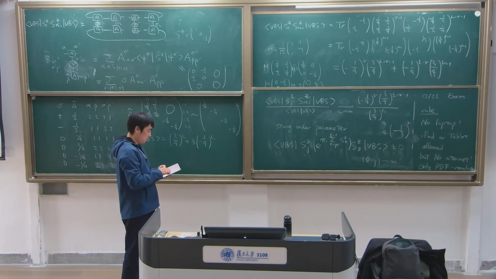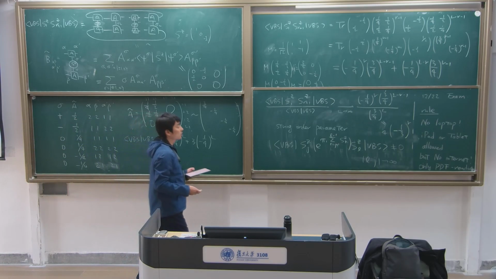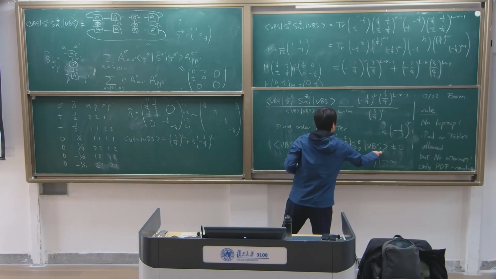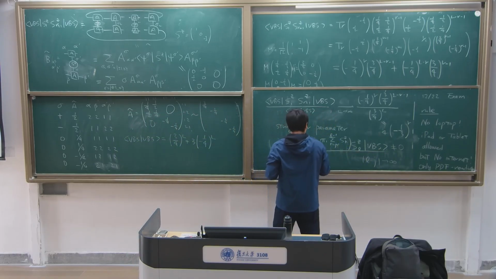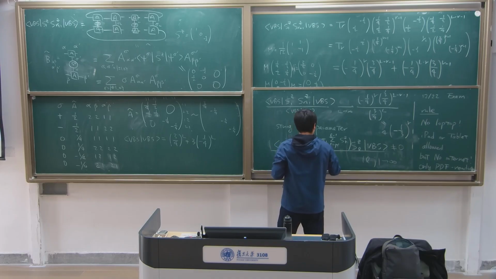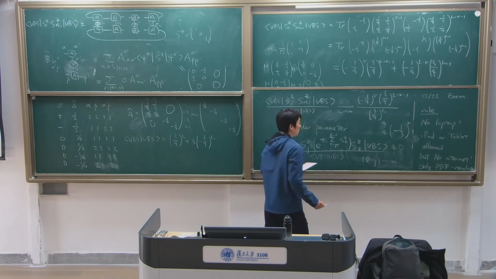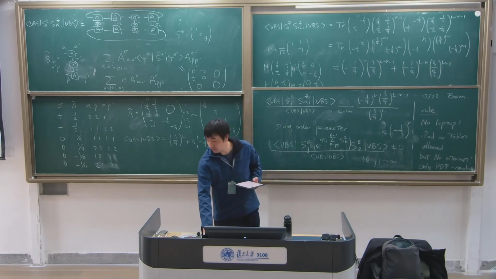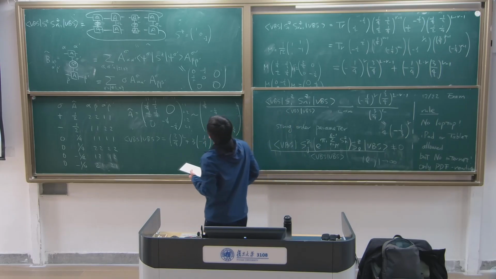Now, let's look at the second goal. This second goal is the inner product with the state, which is non-zero. That's what we want to show.